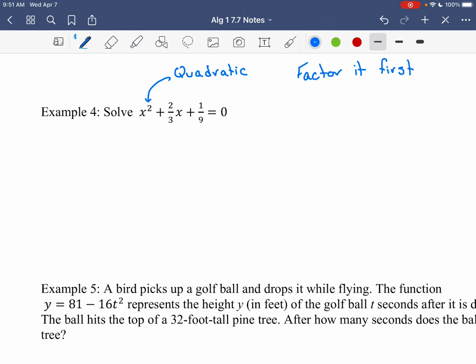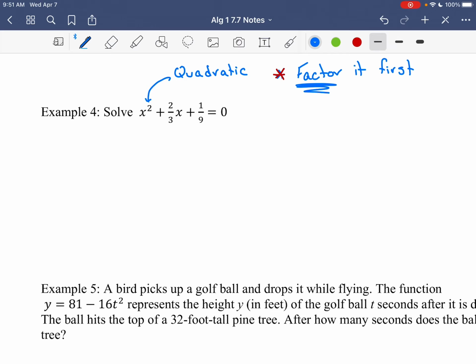Because the only way we can solve it right now is using the zero product property, and that involves a product, meaning I have to factor it first. I have to get those factors. Okay, very first, it has to be factored. So the first thing is I have to factor this.